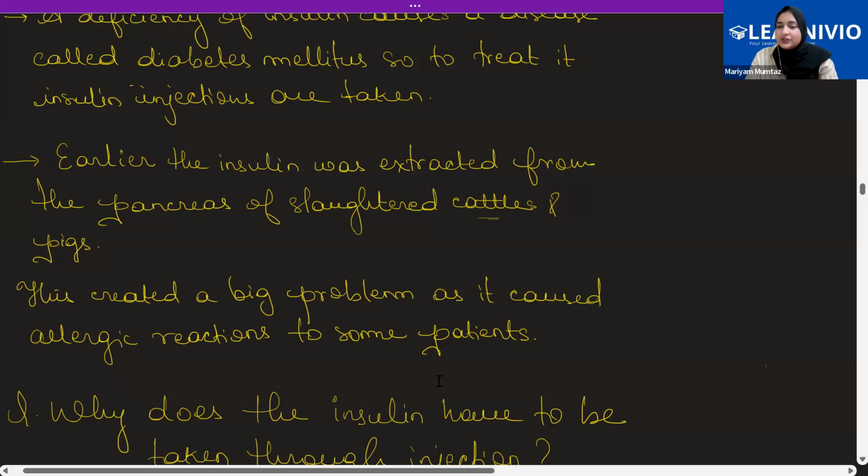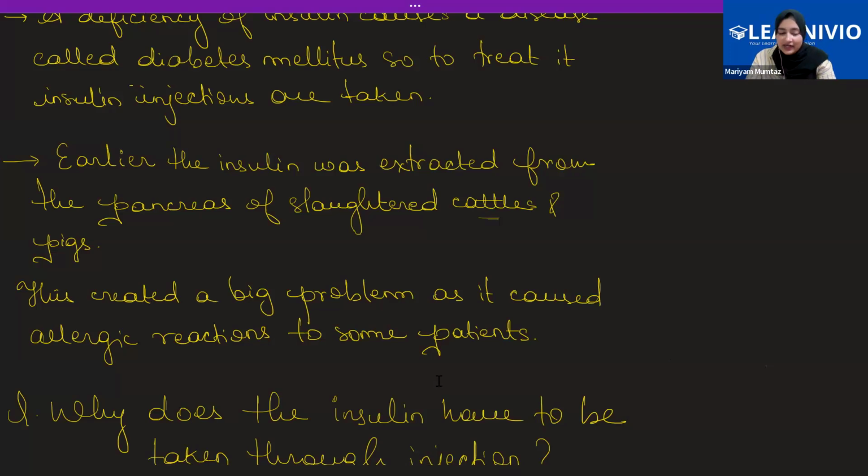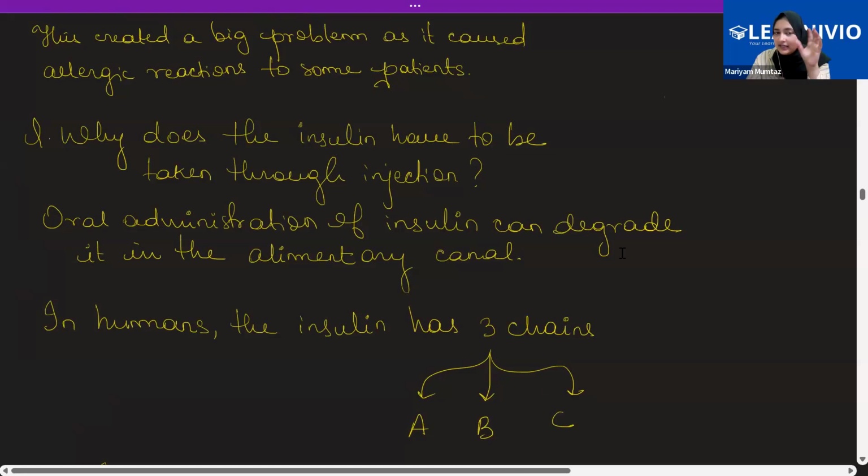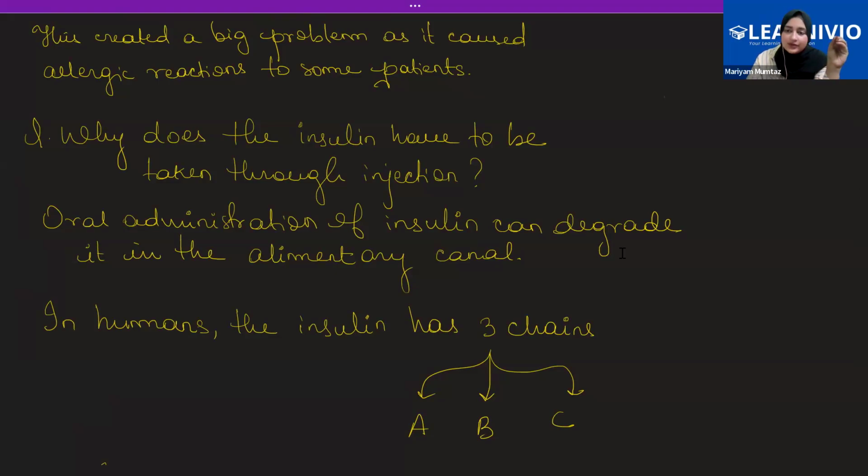When we take anything into our alimentary canal, into our digestive tract, before absorbing something, it basically kills that particular thing. It digests it, right? Now, if the insulin goes into the alimentary canal orally, the structure of the insulin is going to get damaged, because in the alimentary canal it will anyway get damaged, right? So oral administration can degrade the insulin. That is why we take it via injection directly into the bloodstream.